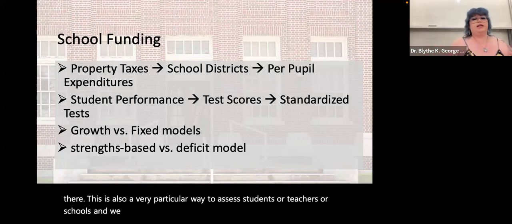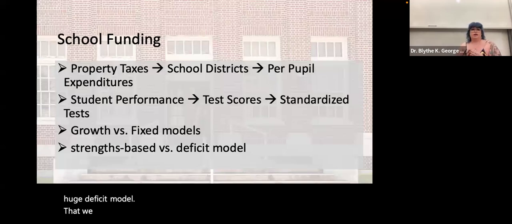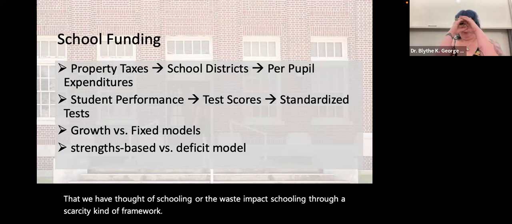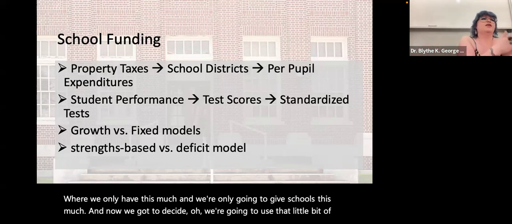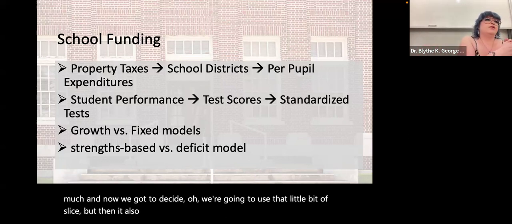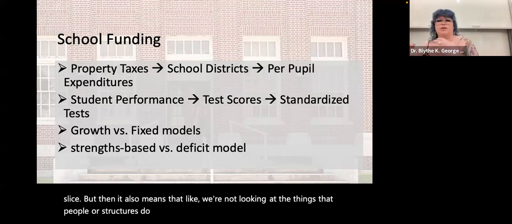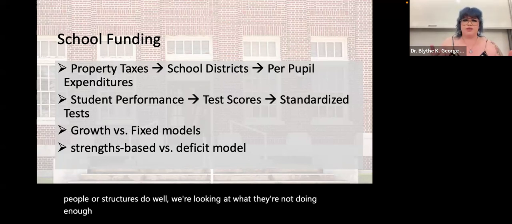And we have to think back that this is all based within arguably a huge deficit model, that we have thought of schooling or the ways to impact schooling through a scarcity kind of framework where we only have this much and we're only going to give schools this much. And now we've got to decide, oh, we're going to use that little bit of slice. But then it also means that we're not looking at the things that people or structures do well. We're looking at what they're not doing enough of. And that trickles down to students.